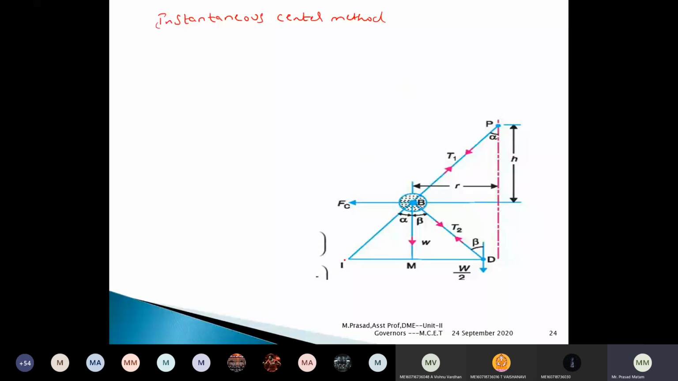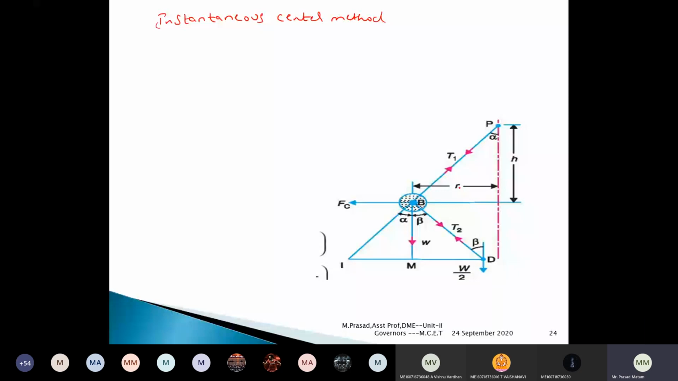Okay, how is this I the instantaneous center? How are we getting this I? Extend this D1 line downwards as this. Similarly, extend this D line to the left side. These two lines will meet at one point. This point we call the instantaneous center. This H is the height of the governor and R is the radius of rotation.